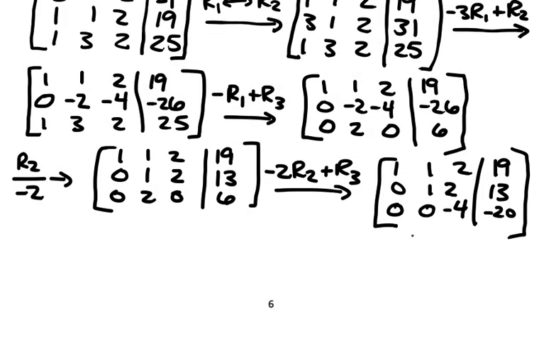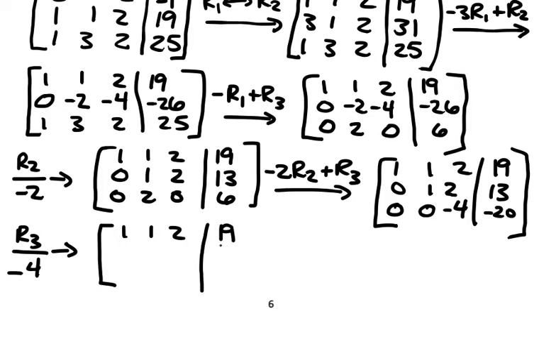So I only have one more thing that I need to do here, and that is to make this -4 into a 1. And again, I'm going to do that by dividing. -20 can also be divided by -4, so that's good. That means my numbers are going to come out to be whole numbers. So I'm dividing R3 by whatever number is in this position, so -4, in order to turn that into a 1. So my first row doesn't change. And my second row doesn't change.